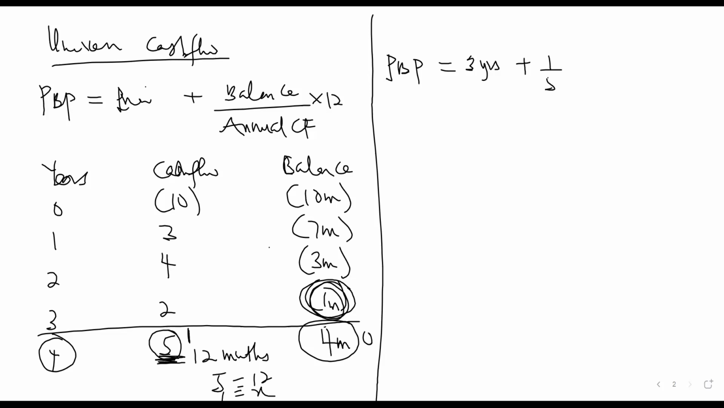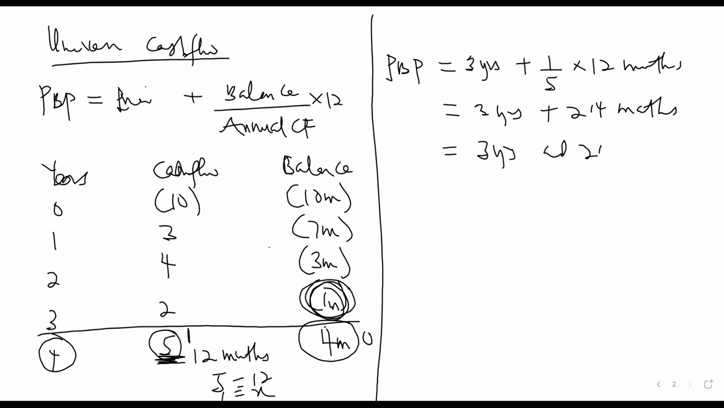So we do 1/5 times 12 months. And that will give you the number of months that it has taken us to get the 1 million. Okay, so we have the 3 years plus 1/5 times 12. What are we getting? I'm getting 2.4 months, isn't it? So you can say 3 years and 2.4 months. So that is how long it has taken you for the project to pay back. That is how we go about it.